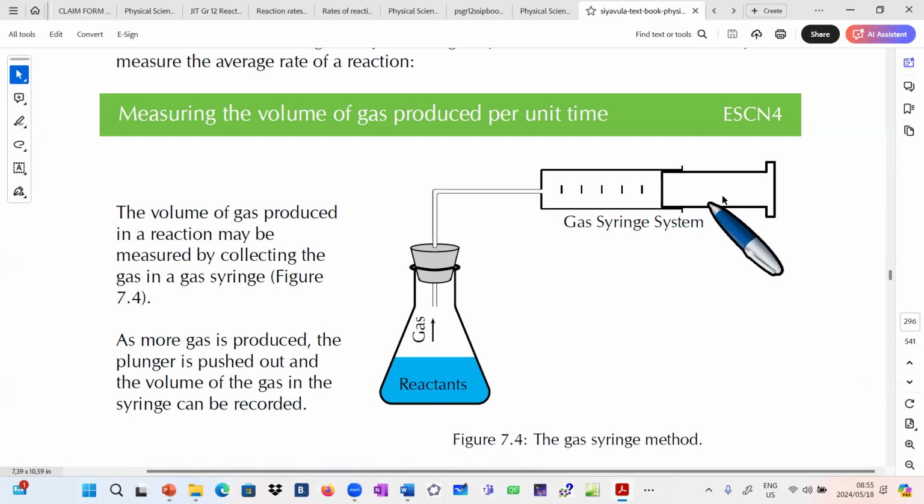So you take the plunger. By the time you start the reaction, you make sure that the plunger is inside the syringe, right? It's further in. You let the reaction take place, and your reactants react. The reaction goes on, and a gas is released. And now you can see this plunger is being shifted back. So as this says, the plunger is pushed out, and the volume of the gas in the syringe can be recorded. Then you read according to the calibrations how much gas is in the syringe. When this plunger is moving out, then you measure everything.